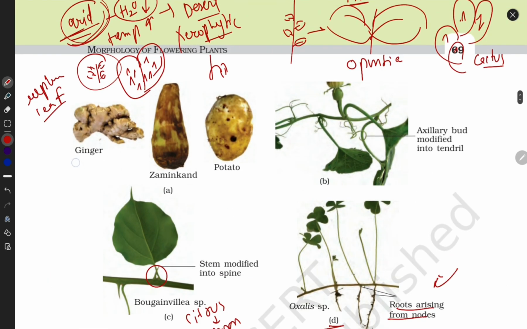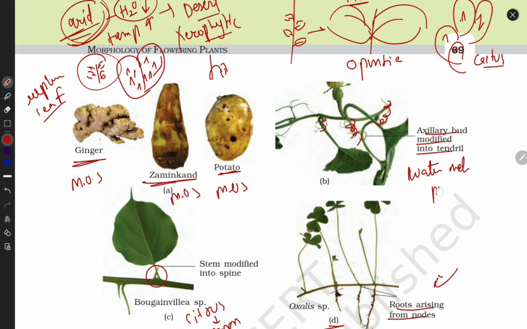Okay. Look at here. This is ginger, modification of stem. This is a mikan, modification of stem. Potato, modification of stem. Axillary bud modified into tendrils. Look at here, these are tendrils. We study now watermelon. We study now pumpkin. Remember these names now, guys.